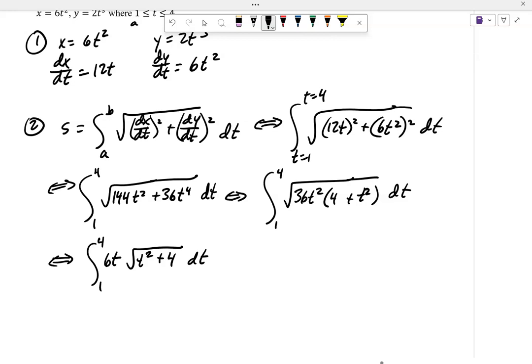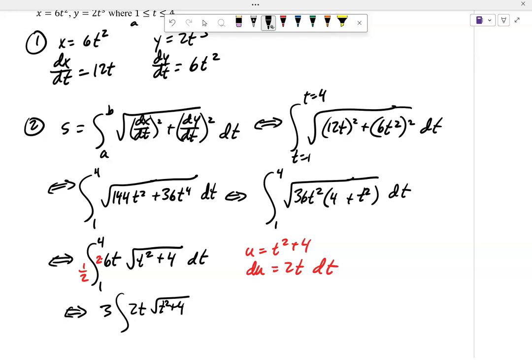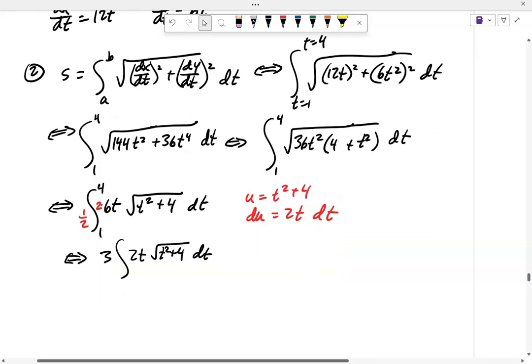And then we can go ahead and let u be t squared plus 4. Then du is 2t dt. I'll give it a 2 and offset it here. And so let me take the 6 out front. 6 times a half, I got 3. And then I got the 2t, and you see there's my du. Alright, there's my du. So square root of u du.